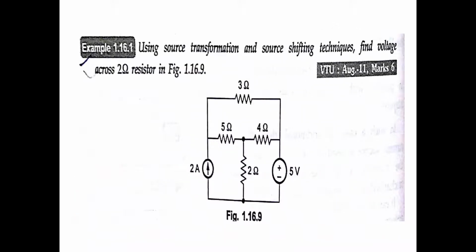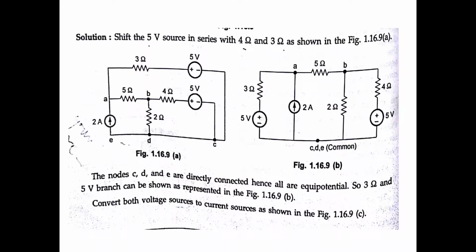Problems on source transformation and source shifting. Here is a simple problem network: 3 ohm, 5 ohm, 4 ohm, with one current source of 2 amps and 5 volts. Here the 2 ohm, 4 ohm, 5 ohm and 3 ohm. It is also an exam problem, sometimes asked in the examination, August 2011, 6 marks.